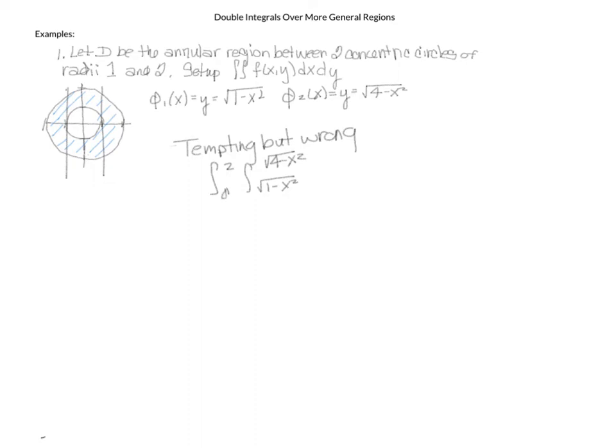But I could say, okay, my x values are going from 0 to 1, and then my y values are going from the inner circle to the outer circle. But that's really not quite true. So I can really see why that's tempting, but it's not quite right. When you go from 0 to 1, that's okay, because you are going from the inner circle to the outer circle. It's this region here that's the problem. When you go from 1 to 2, the inner circle doesn't even exist over here. And in fact, you are going from the x-axis, y equals 0, up to the outer circle.